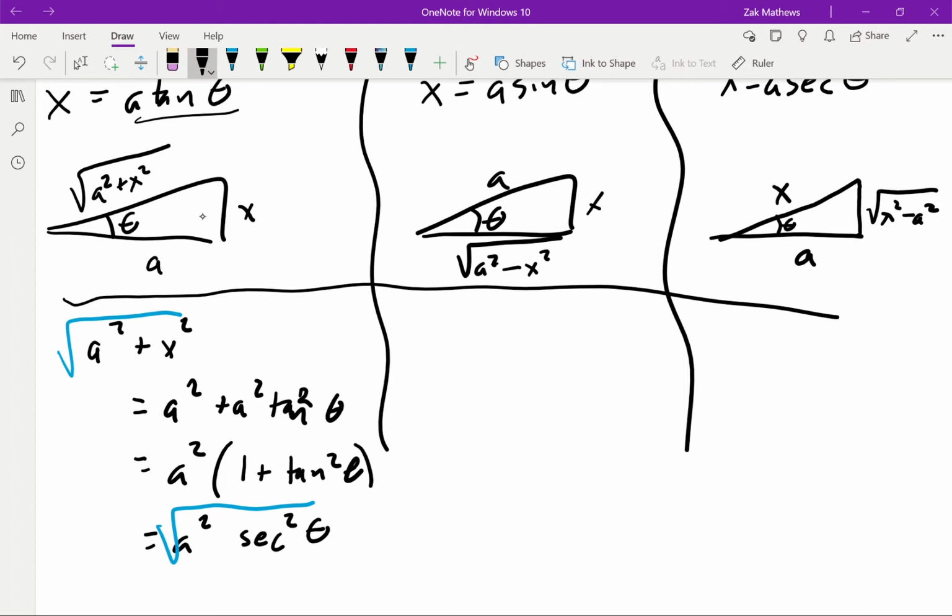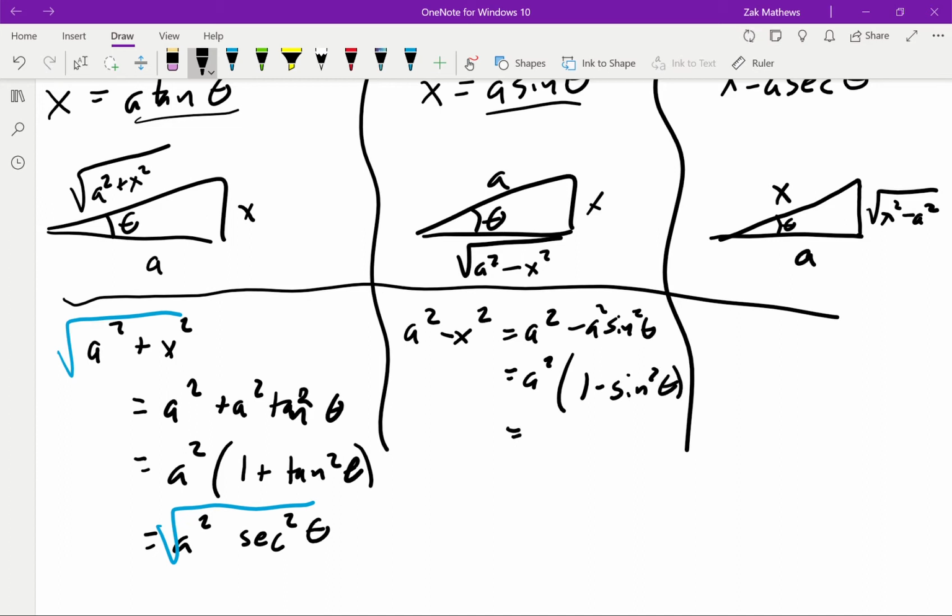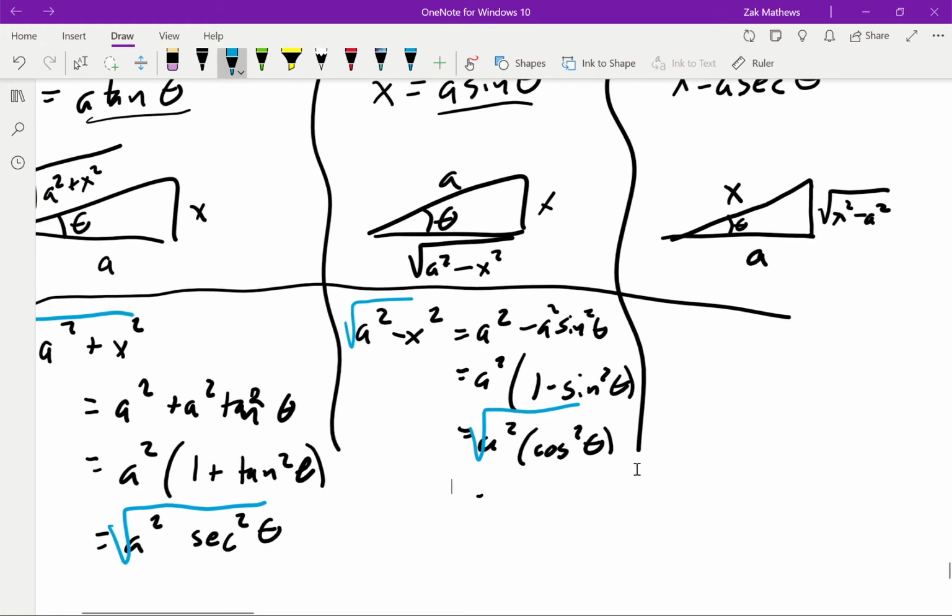Let's look at the second one. We have a squared minus x squared. Well, we can replace the x with what we said we wanted to replace it with, a sine theta, and we need to square both of those things. I factor out my a squared, and have 1 minus sine squared. What is 1 minus sine squared? It's cosine squared. But again, notice that if we were to take those square roots, we start with something we didn't know how to take the square root of. Now we have a squared, and the square root of that is just a, and the square root of cosine squared is just cosine. Again, we've turned it into a very easy problem.